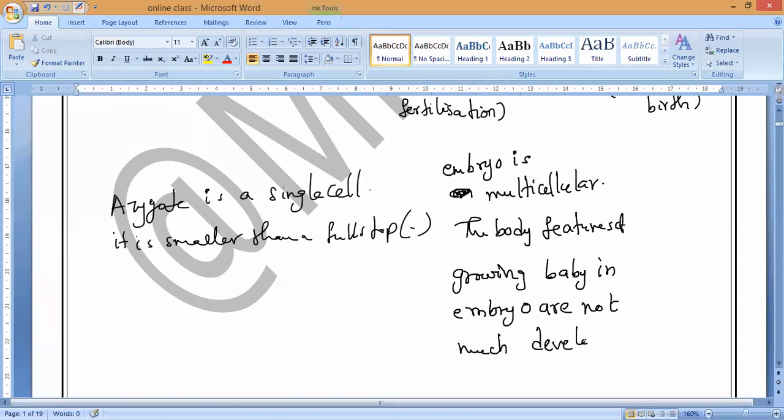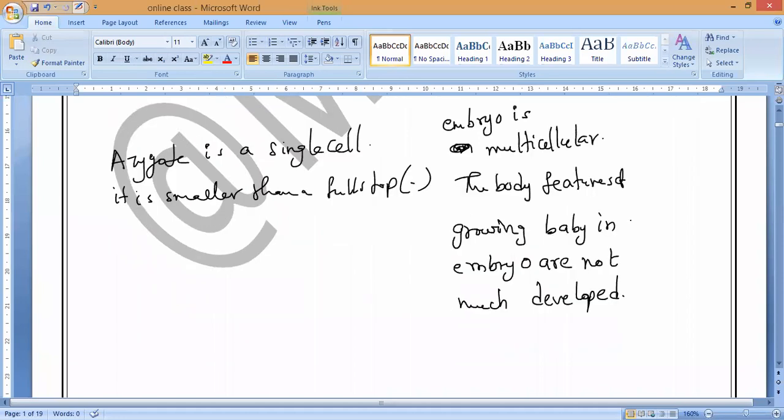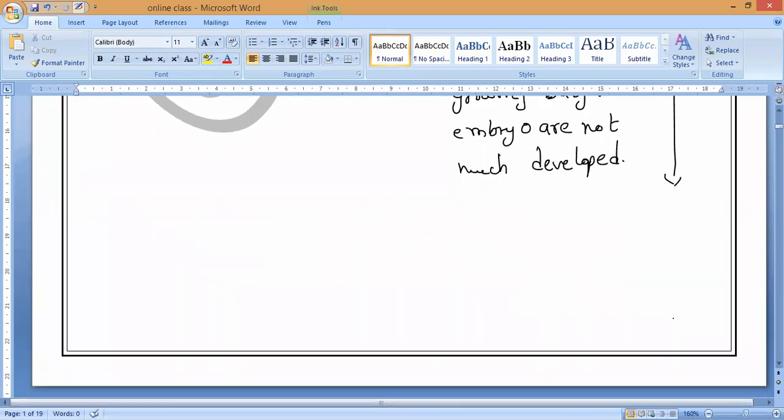What do you mean by features? Anybody can say here? Varshini, Kevin, anyone? Anybody, please. What do you mean by features? Features means, that is what? Body parts. Means hands, legs, head, whatever it is. So the body parts are not much developed. That is what an embryo is. So the next one is what? Last one, fetus. Fetus is also what? Multicellular or single cellular? Fetus is also multicellular.